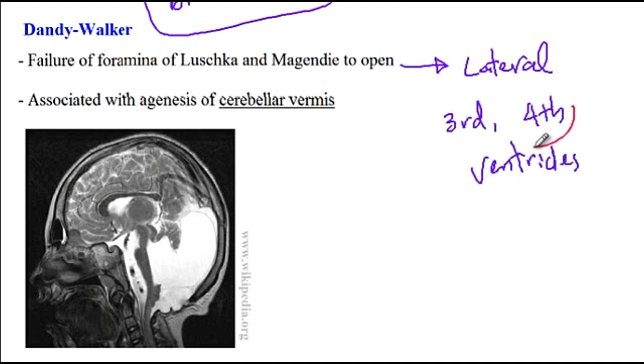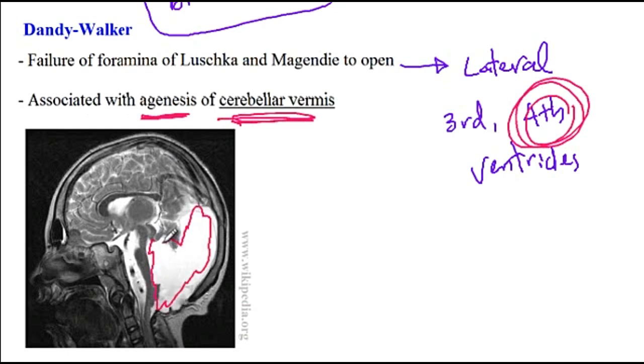And so with the dilation of the fourth ventricle and the enlargement into the posterior fossa as a cyst, it would cause hypoplasia and sometimes agenesis of the cerebellar vermis. So here you can see that there is agenesis of the cerebellar vermis in patients that have Dandy-Walker syndrome.